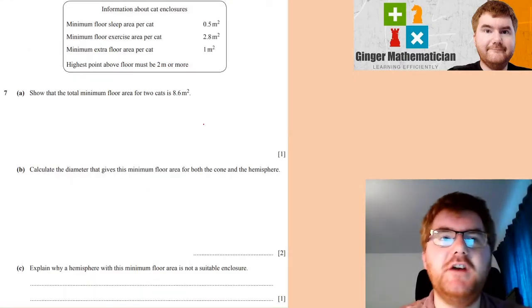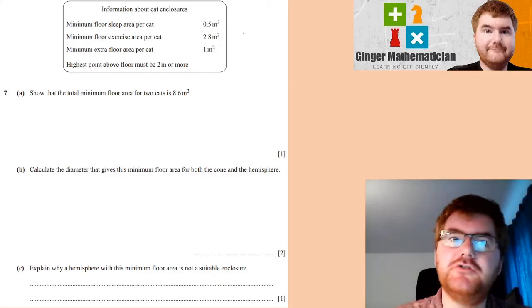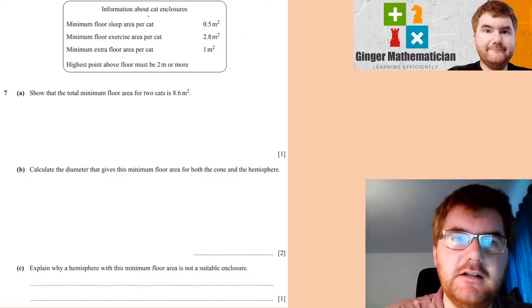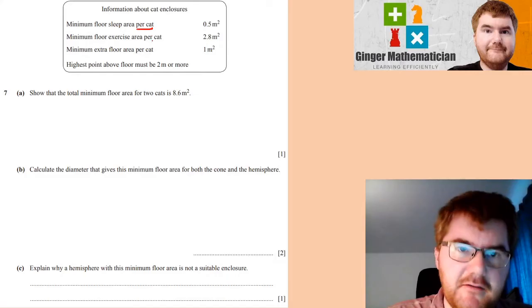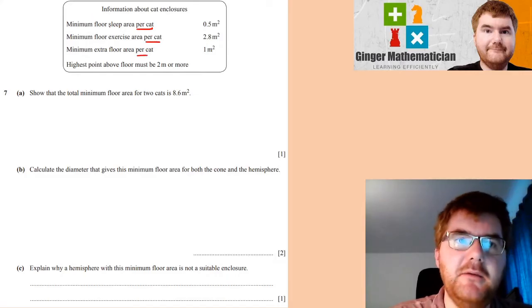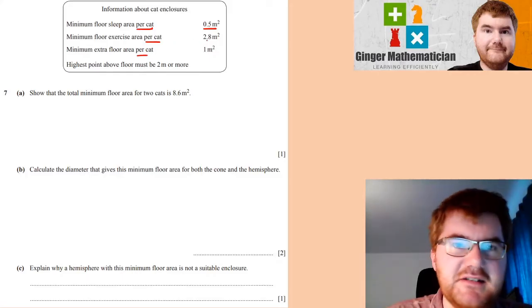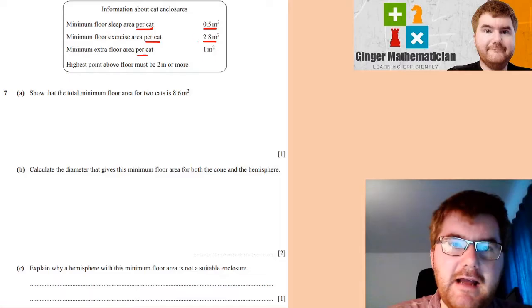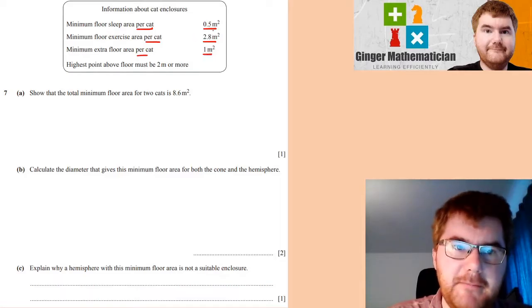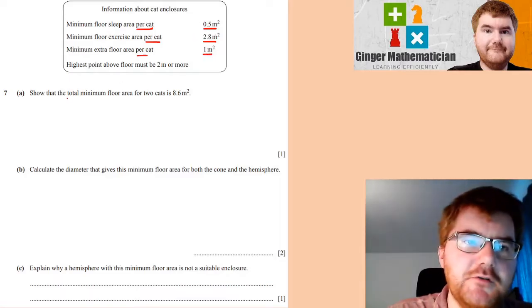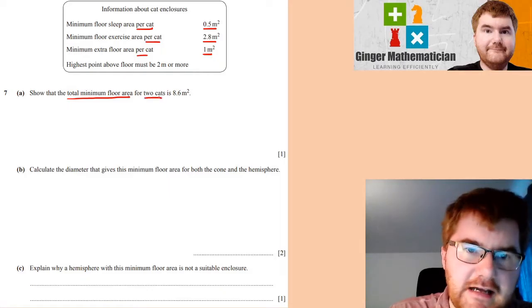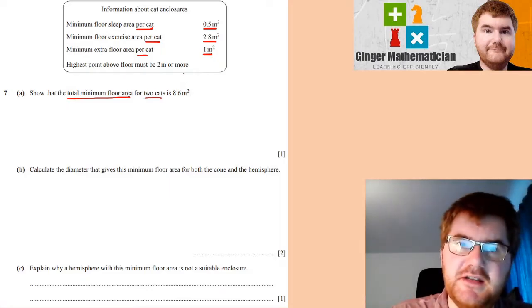Right, on to question 7. And now we've got some extra information about the cat enclosures. So per cat, so for each of the cats, they need a minimum floor sleep area of 0.5 square meters. They need some exercise room of 2.8 square meters. And then finally, an extra floor area for each of 1 square meter. And we need to show the total minimum floor area for 2 cats is 8.6 square meters.